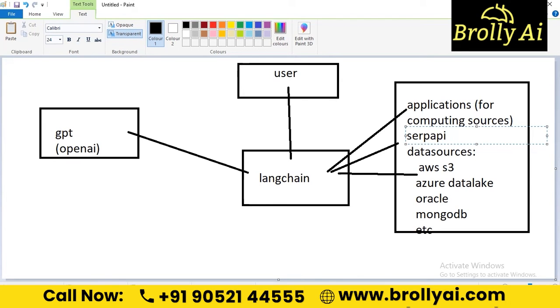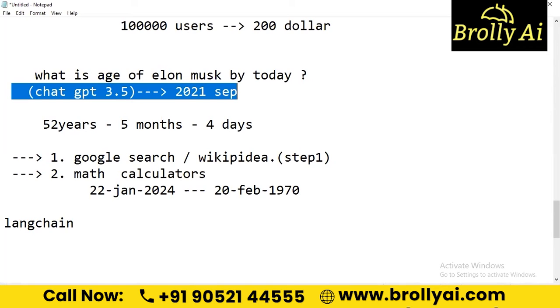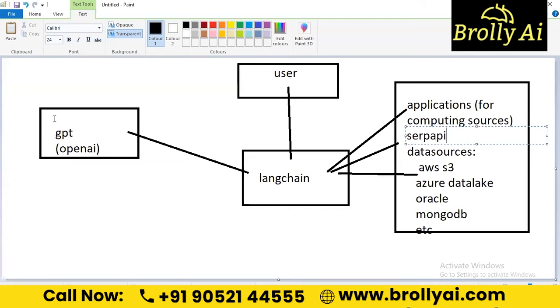Got it? Come back to my previous Elon Musk question. What is the age of Elon Musk? Now think that this information is not available with the GPT. What GPT is passing that? Okay, the request goes to LangChain. LangChain will contact SERP API.